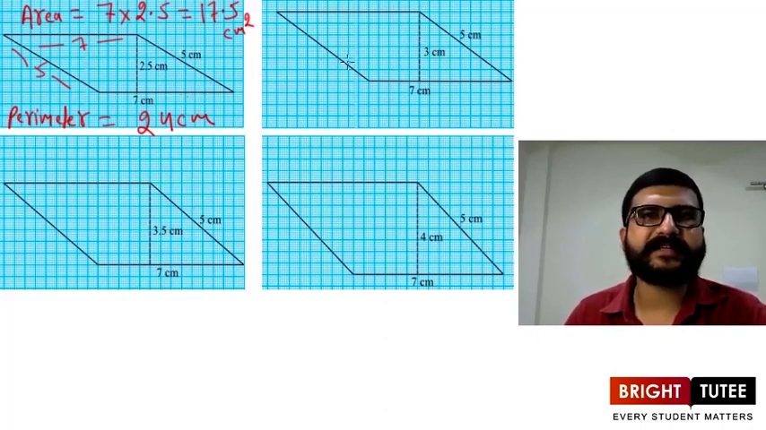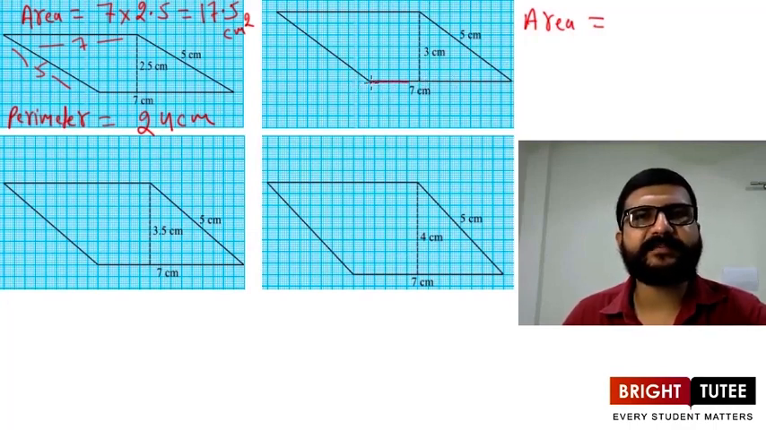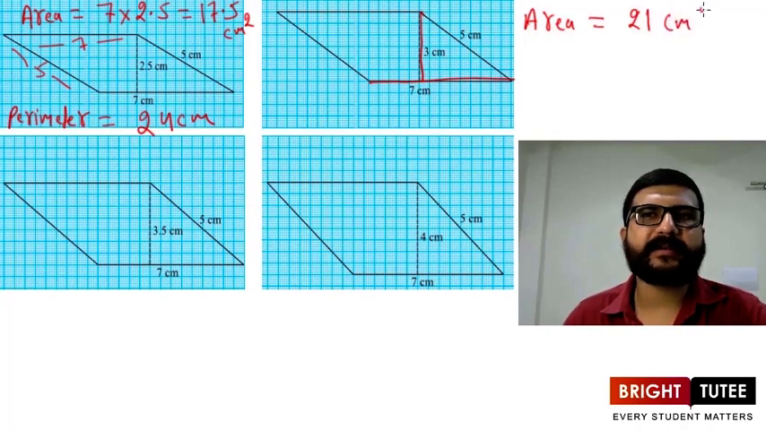Now let's consider the second parallelogram. What can we say about its area? As we know, area is base into corresponding height. So here let's take this side as base. So this will be the height, which is 7 into 3. So now area of the parallelogram is 7 into 3 centimeters, which is 21 square centimeters. This is the area.